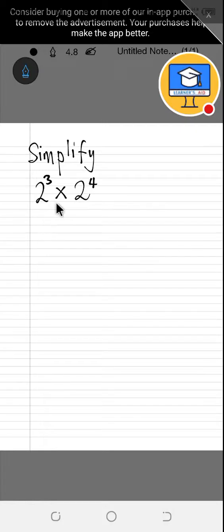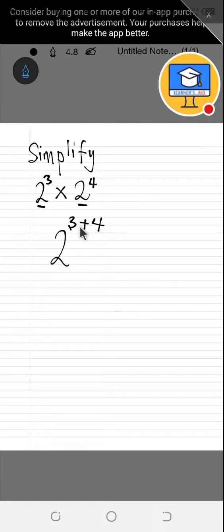Okay, so according to the laws of indices, when multiplying with the same base, you add the exponents. And what we mean by the same base: we have 2 here, and also another 2 here. So 2 to the power 3 and 2 to the power 4. We just write one of the bases and then write the exponents.